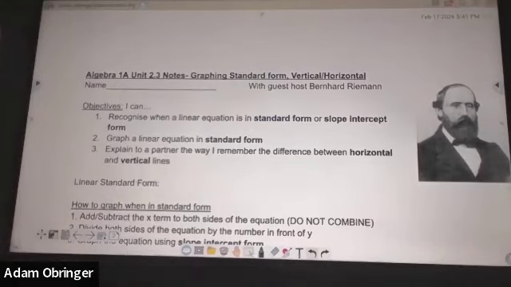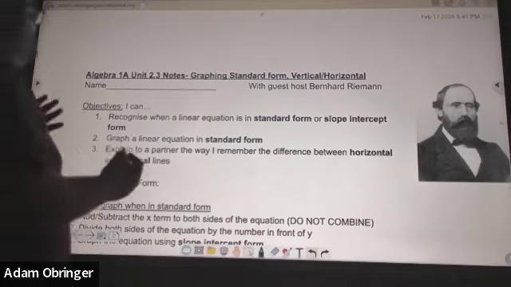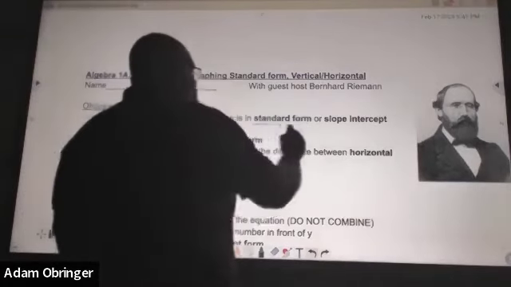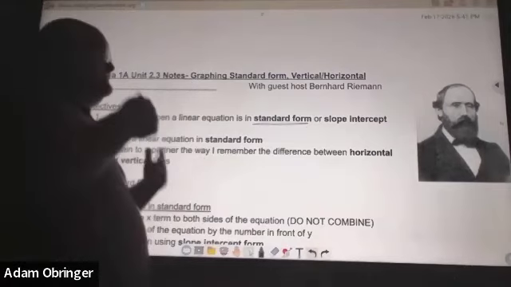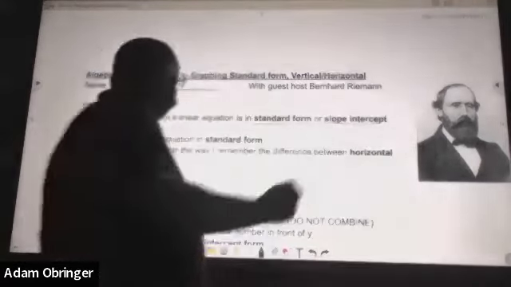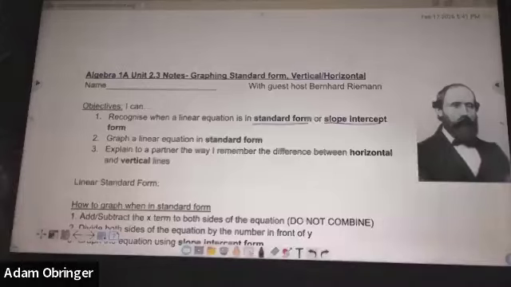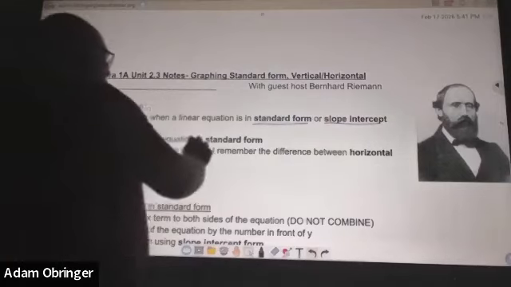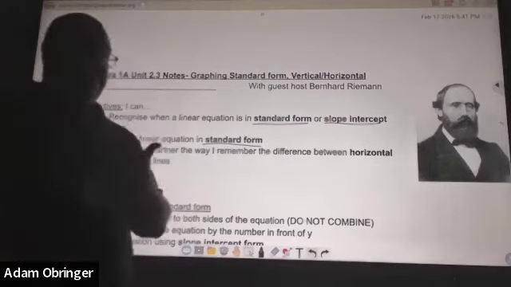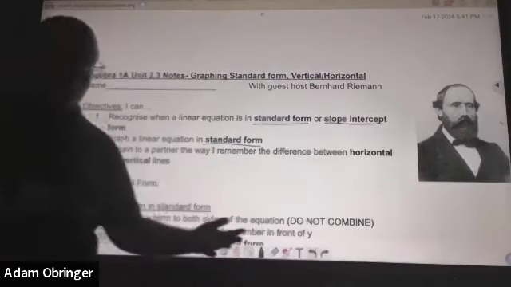What we are going to start with here, some objectives. We are going to recognize when a linear equation is in standard form. So really just knowing what standard form is and recognizing slope-intercept form, which is from our last page of notes. We're going to be able to differentiate between those two kinds of equations. We're going to be able to graph a linear equation that's in standard form. So now that we have this new form, how are we going to graph with it?